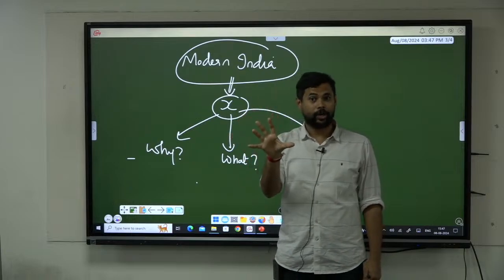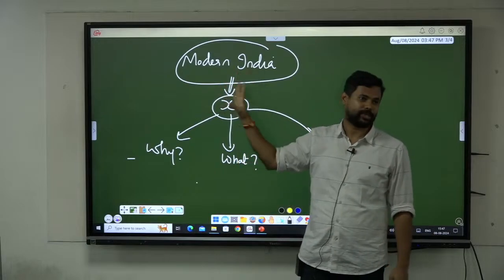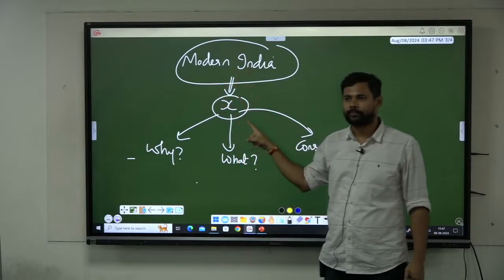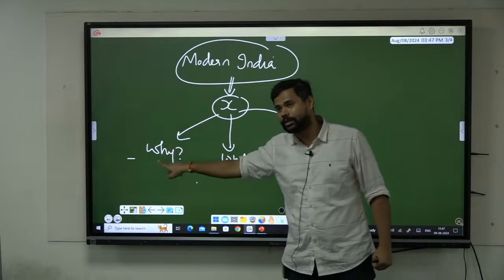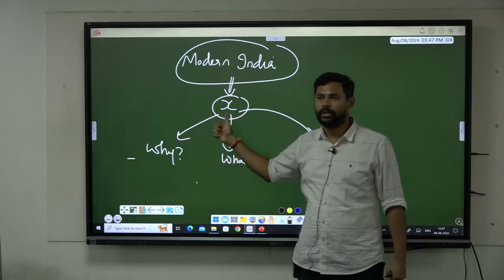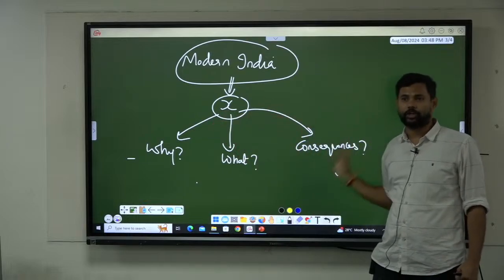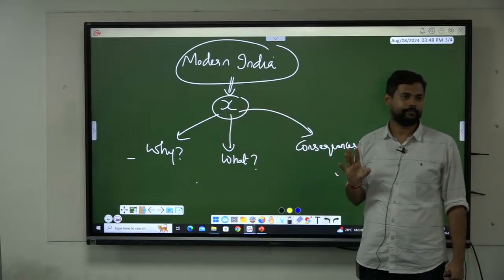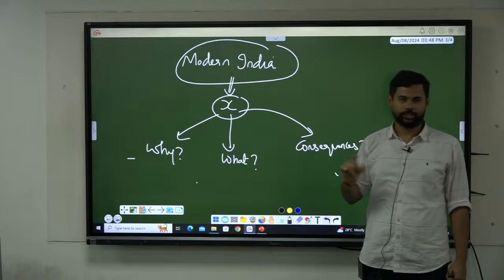I hope you are understanding how to read modern India from mains perspective. Take any variable, analyze the variable: why that variable came into the picture, what happened because of that variable, and what was the consequence in the broader picture of freedom struggle because of that variable. I hope you got this. This is how you prepare.